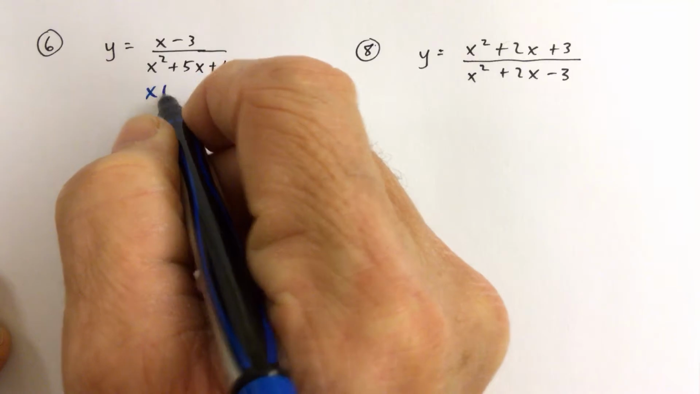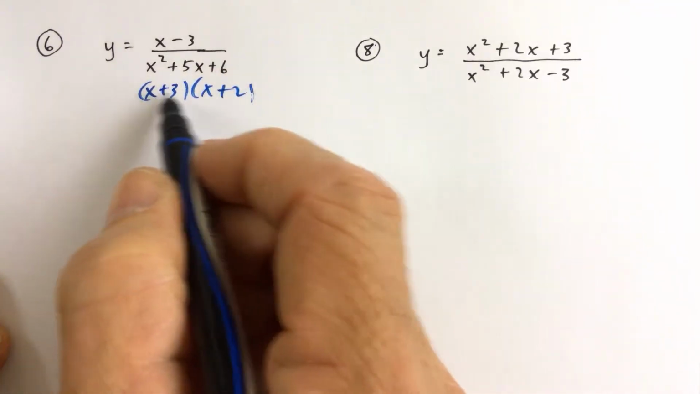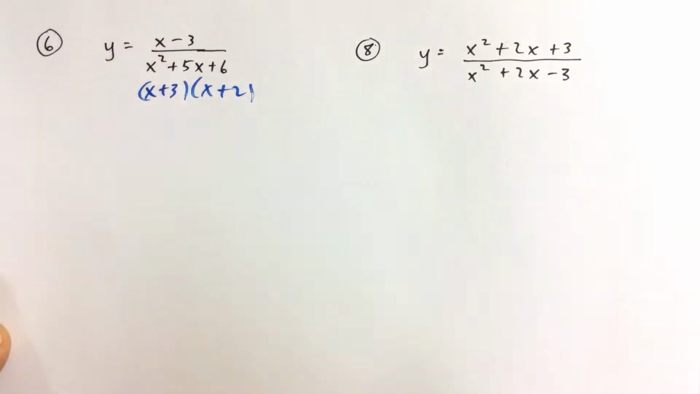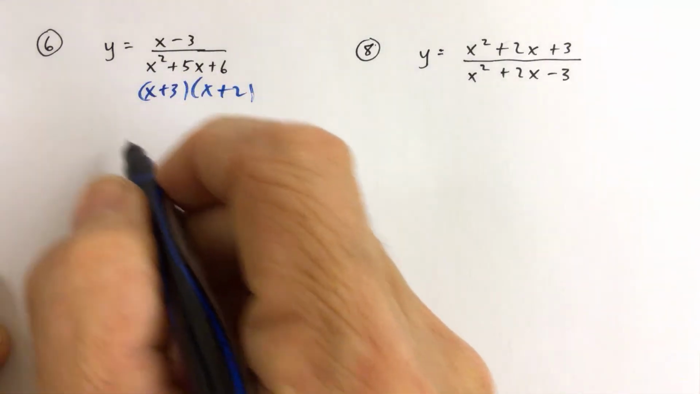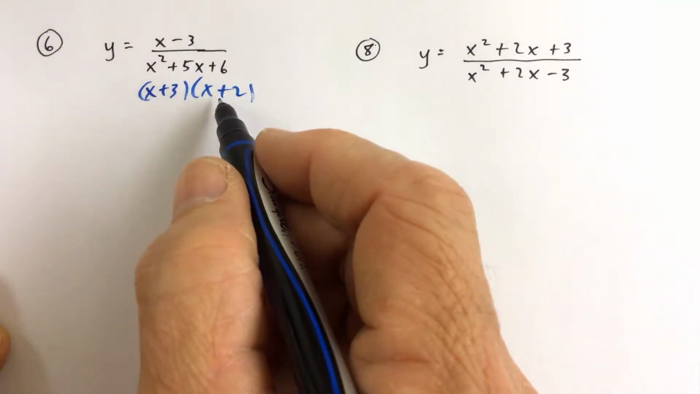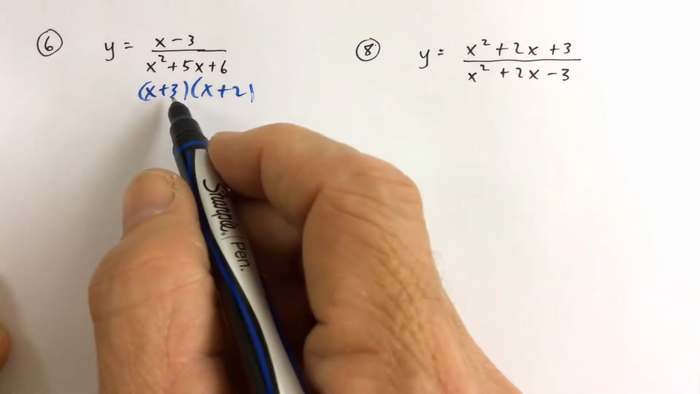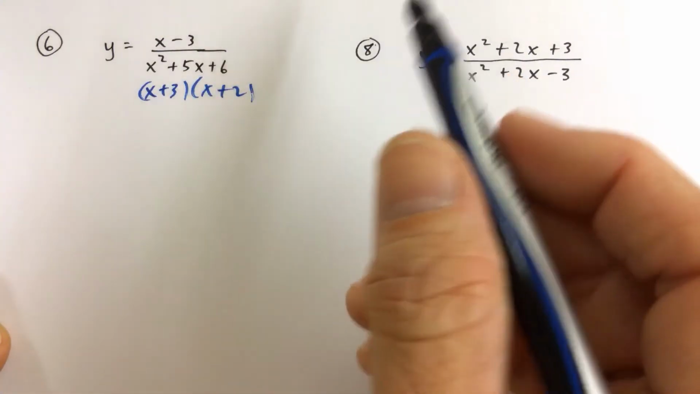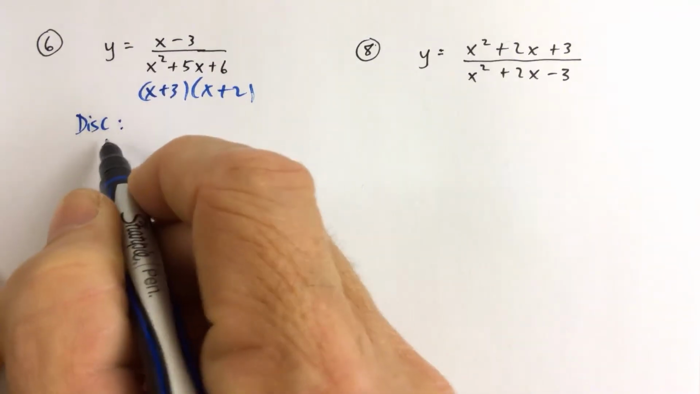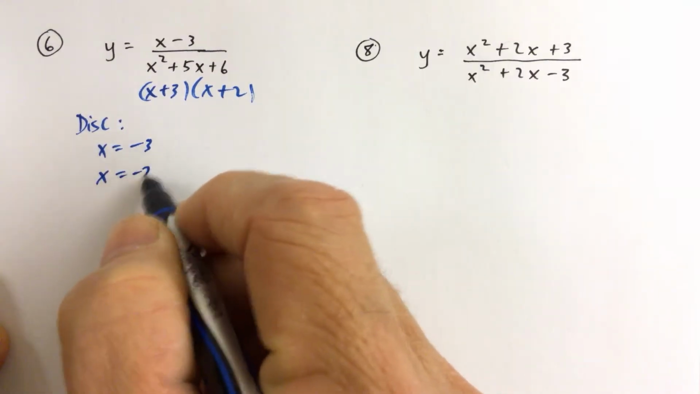And in order to do that, we have to factor the denominator: x plus 3 times x plus 2, and then since the numerator is already factored, we have the ability to check these factors to see if we can cancel any of the factors. So in the first two videos for numbers 2 and 4, we classified the discontinuities. So we have discontinuities of x equals -3 and x equals -2.